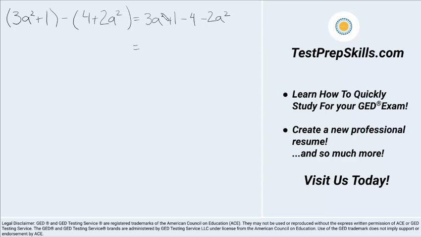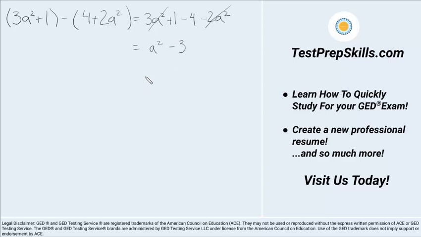Our first like term is this term that's got an a squared in it. We have a 3a squared here, and we have a negative 2a squared here. So 3a squared minus 2a squared is simply a squared. Now if we keep looking, we've eliminated this term and this term. All we have left are these two terms, positive 1 minus 4. They're also like terms, they're just number terms, so we can combine them. So positive 1 minus 4 is simply minus 3.